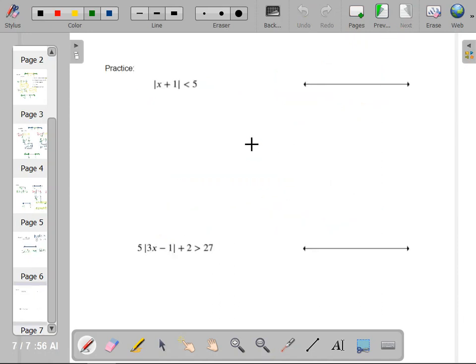So, the practice problems. I'm going to do these pretty quick, but I will work them out for you. So I'll just go ahead and set them up. I want to find the numbers that have an absolute value of 5. So 5 and negative 5.